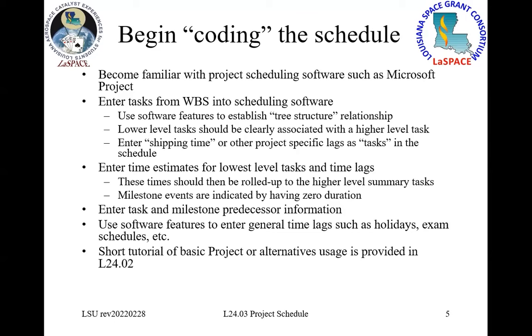and establish your tree structure relationship so that your lower level tasks are clearly associated with the higher level. Put in your shipping times and other lags as tasks in the schedule, so that you can identify which of these things are going to be affected by the lags. Enter the time estimates for these lower level ones and the predecessors, so which ones depend upon which.